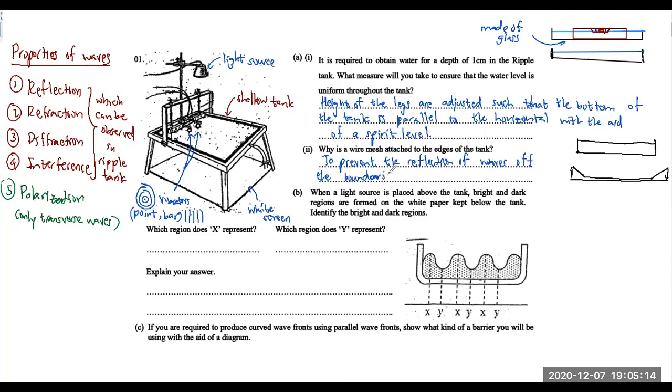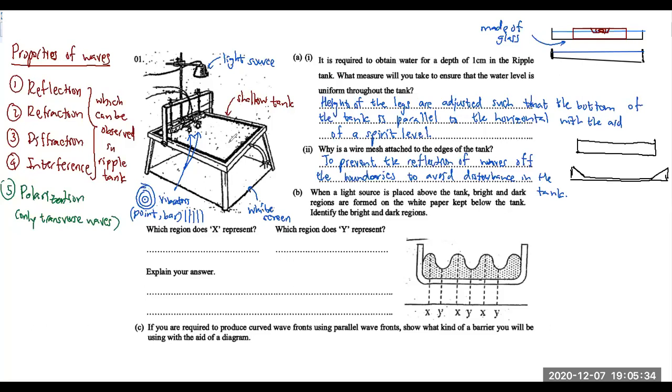Boundaries, to avoid disturbance in the tank. Then only you'll be able to observe everything clearly. All right, fine. So next question.